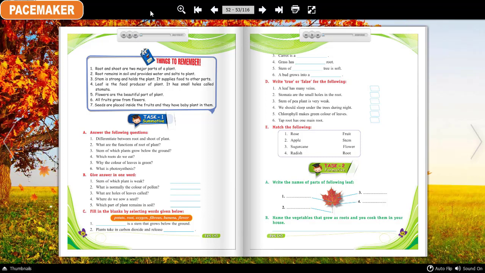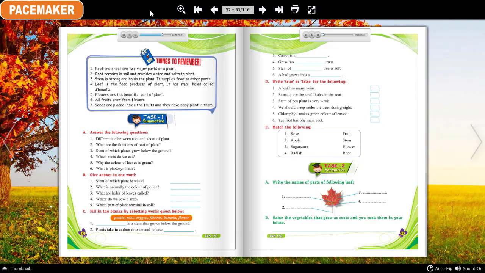Things to remember. 1. Root and shoot are two major parts of a plant. 2. Root remains in soil and provides water and salts to the plant. 3. Stem is strong and holds the plant. It supplies food to other parts. 4. Leaf is the food producer of the plant. It has small holes called stomata. 5. Flowers are the beautiful part of the plant. 6. All fruits grow from flowers. 7. Seeds are placed inside the fruits and they have a baby plant in them.